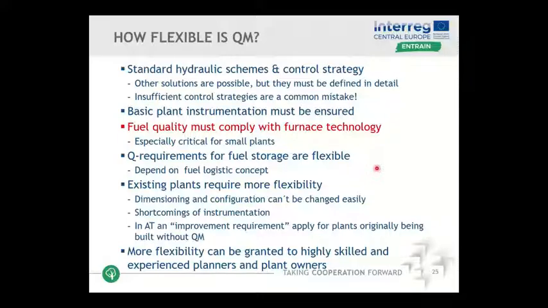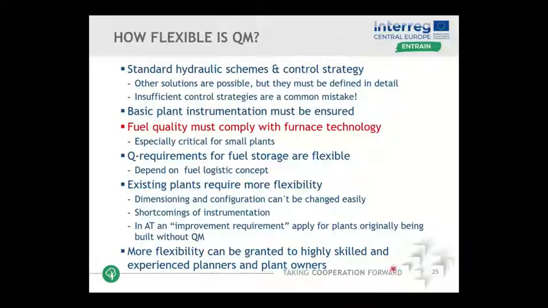There are different concepts, direct ones, indirect ones, mixed ones. So you should keep a close look. The idea is not to have too large fuel storages, too large investment costs for various reasons, but it depends on the logistic concept. For existing plants, we mentioned that the QM guidance is possible for existing plants as well. You, of course, have to allow more flexibility because we cannot change everything with existing plants.